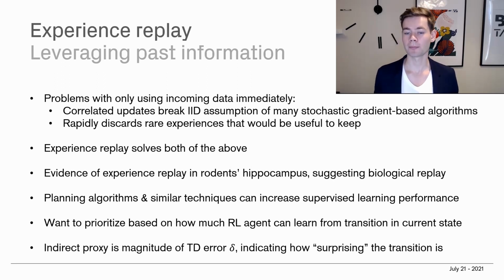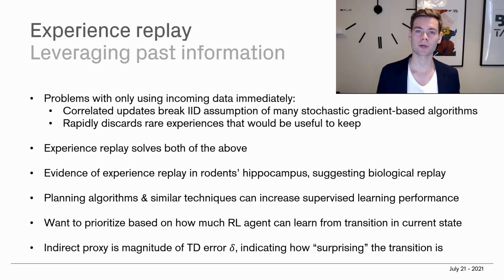Another problem is that it rapidly discards rare experiences that would be useful to keep. So let's say you finally get a transition that's very rare when your agent interacts with the environment. You could probably learn a lot from that state. You could probably use it multiple times to train your agent. But if you discard these immediately after using them, that's not something you could take into account.